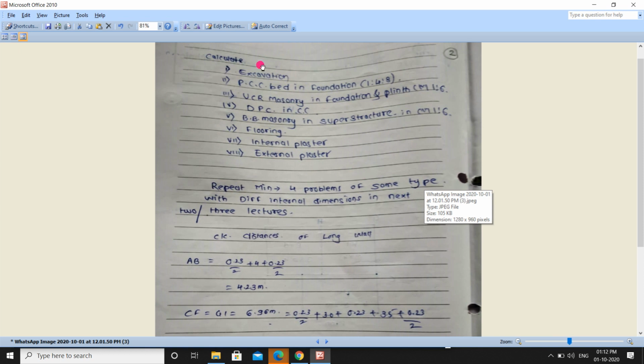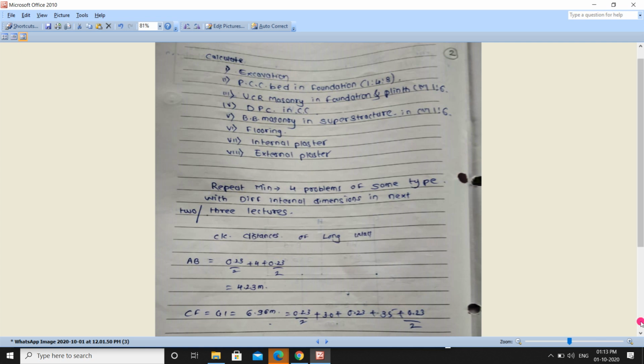first they have asked us to find out the excavation, PCC bed in foundation, UCR masonry in foundation and plinth, as well as the DPC in cement concrete, BB masonry in superstructure in cement mortar 1:6, whereas the flooring, internal and external plastering.